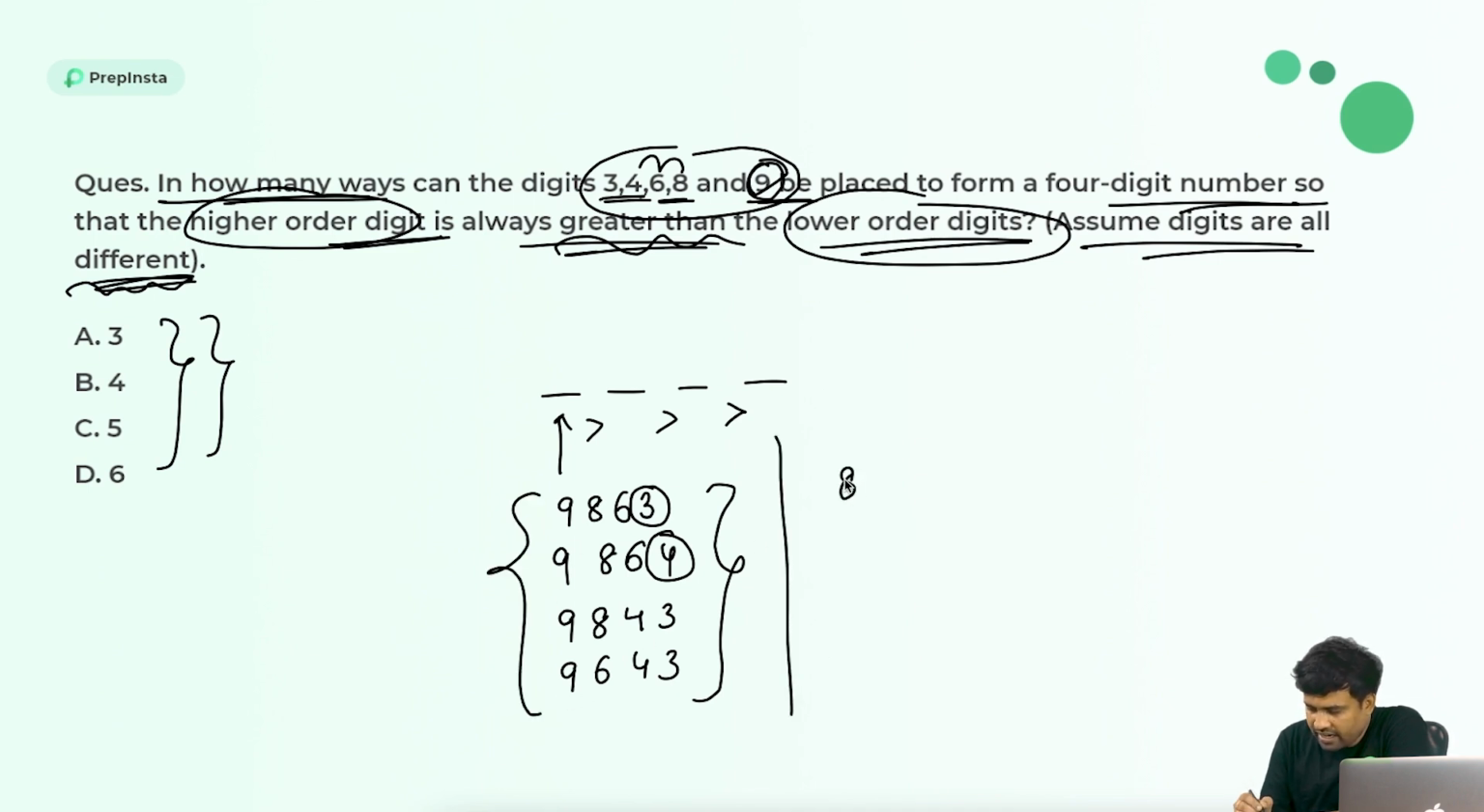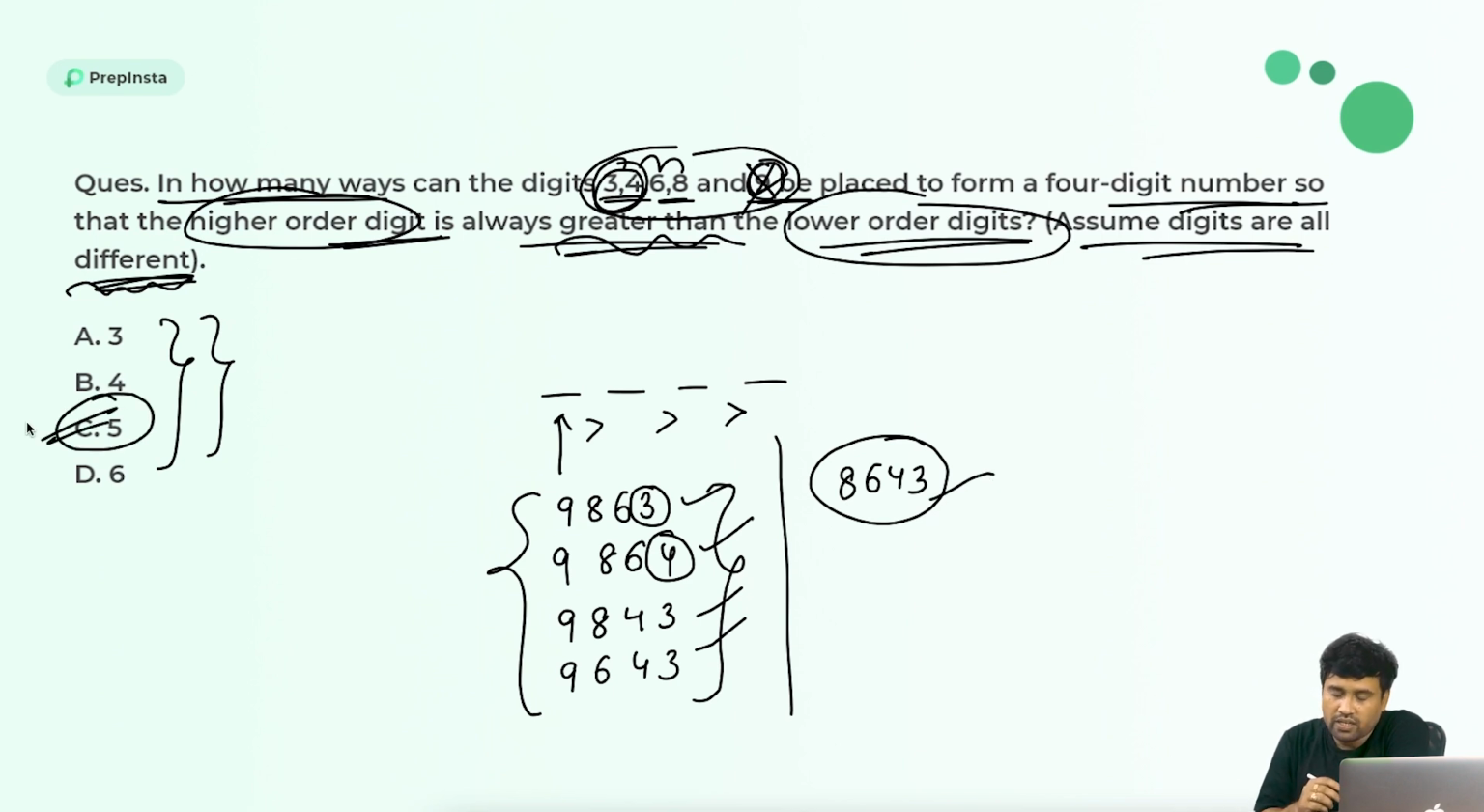And if you take 8 as the thousands position, 9 is already completed, you can't take 9. Why? Because the next numbers will be less than 8. So 8643. If you take 6, we don't have sufficient digits and you can't repeat also. So all the combinations we have are 1, 2, 3, 4, 5. So total 5 possible ways we can create this 4-digit number.